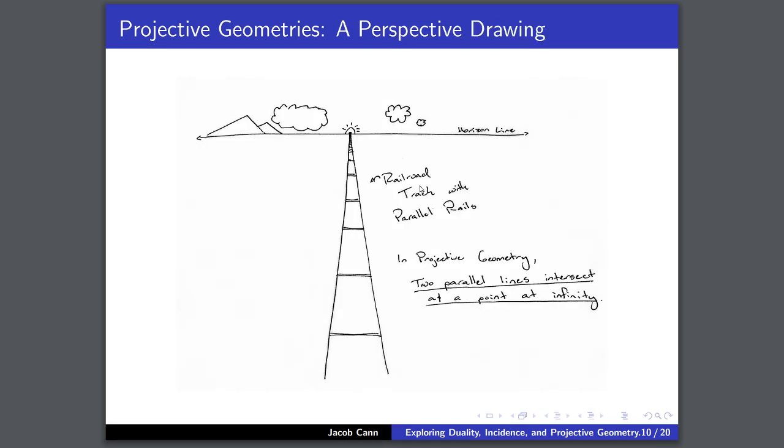You can also view projective geometry and the projective plane as a sort of perspective drawing. So oftentimes infinity is represented by a horizon line, and you can see how these 2 railroad tracks are parallel, but they do meet, or so they appear to meet, at infinity, right, the little sunset. And so in projective geometry, 2 parallel lines intersect at a point at infinity.